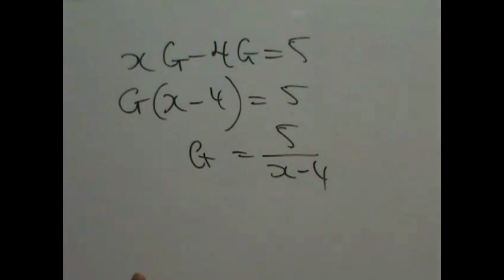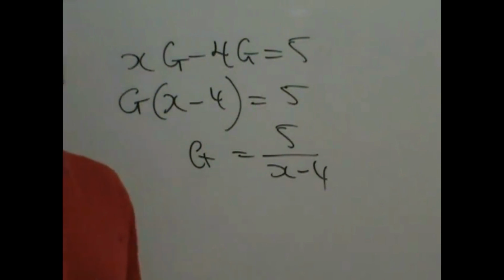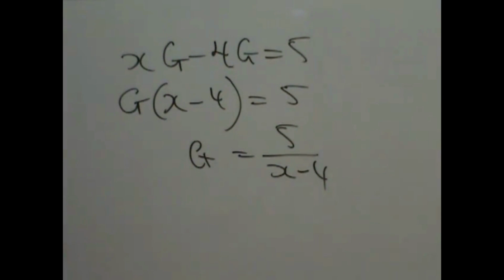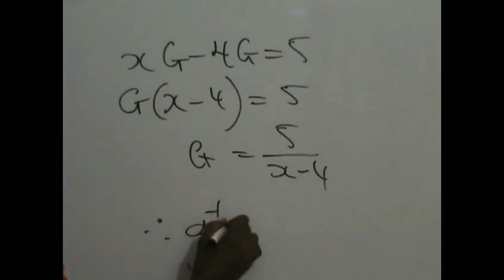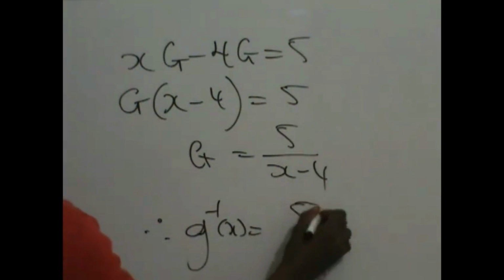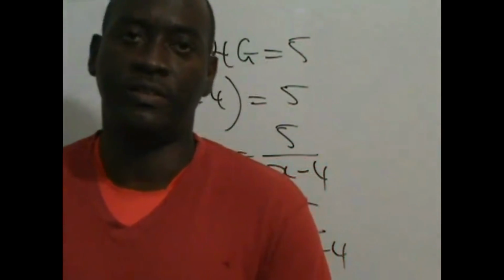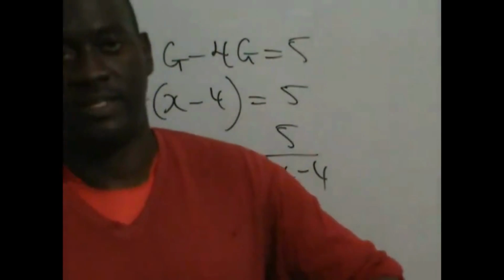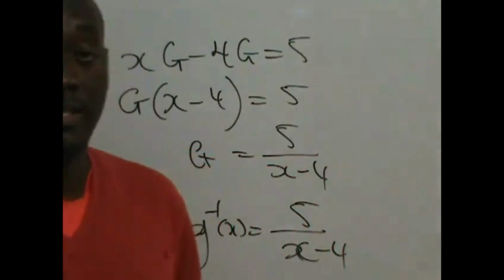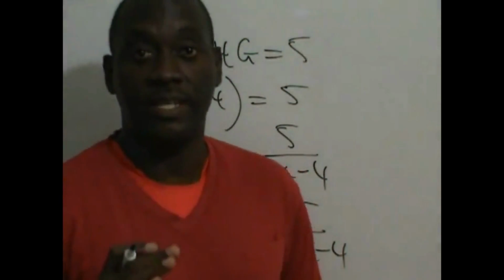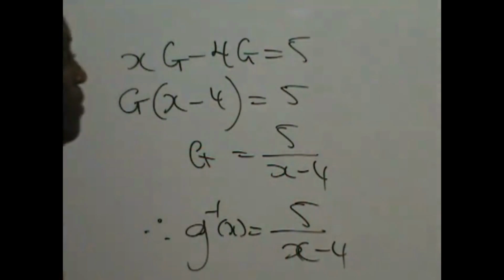And remembering, of course, from the very first line where we had the substitution, G minus 1 of x equals big G, it means therefore that G minus 1 of x will be equal to 5 over x minus 4. And that, ladies and gentlemen, is your solution. So we're going to move on now to the fourth example, where we just increase the difficulty a little bit, but you will see that the procedure is identical.